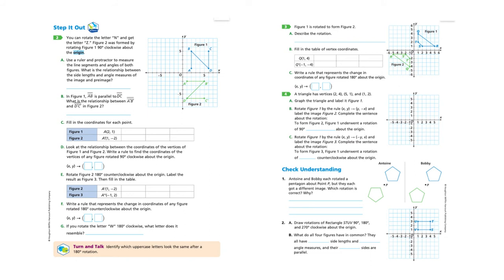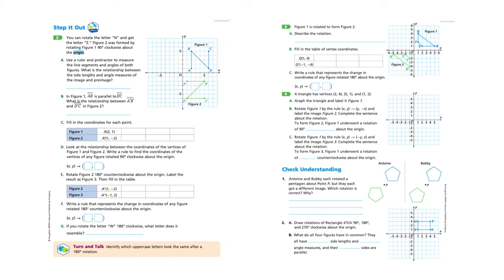All right, so let's look at Step It Out. Number 2 says you can rotate the letter N, figure 1, and get the letter Z, figure 2. It was formed by rotating figure 1 90 degrees clockwise about the origin. That's our center of rotation. Use a ruler and a protractor to measure the line segments and angles of both figures. What is the relationship between the side lengths and angle measures of the image and the pre-image?